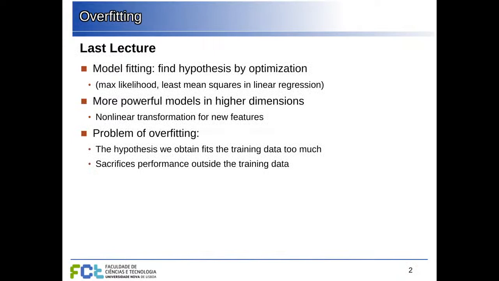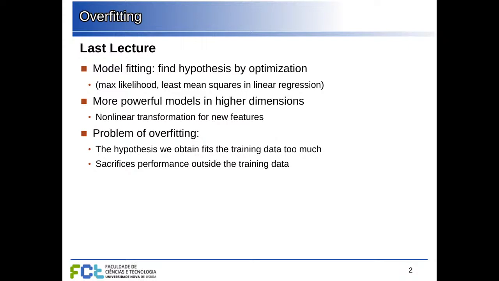So let's look back at the last lecture. We saw that when we are fitting the parameters in our model to find the best hypothesis, we are optimizing some function. For example, when we try to maximize likelihood in linear regression, with those assumptions about where the error is, then this turns out to be minimizing the quadratic error. So we use this least mean squares minimization to obtain the best parameters.